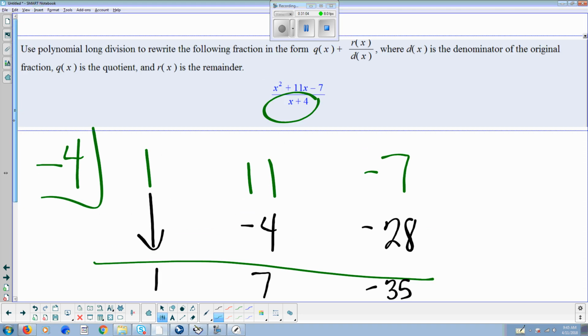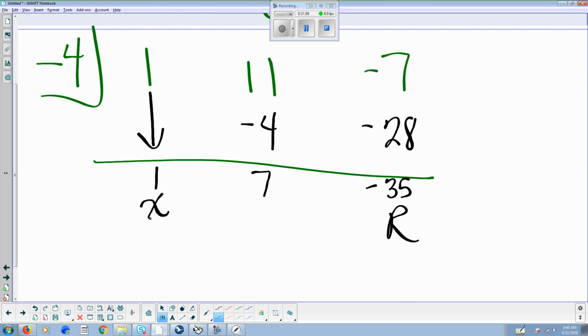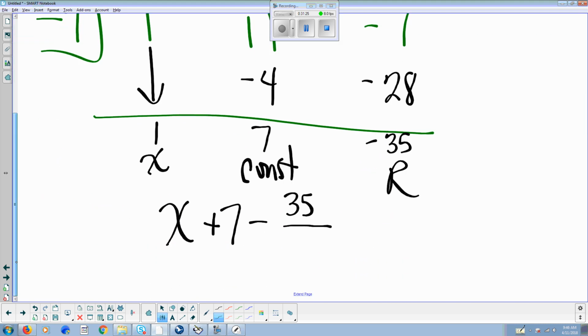Our dividend started with a power of 2, so our answer is going to go 1 power lower. So x to the first, and this is a constant. So our final answer is x plus 7 minus, our remainder is 35 over x plus 4.